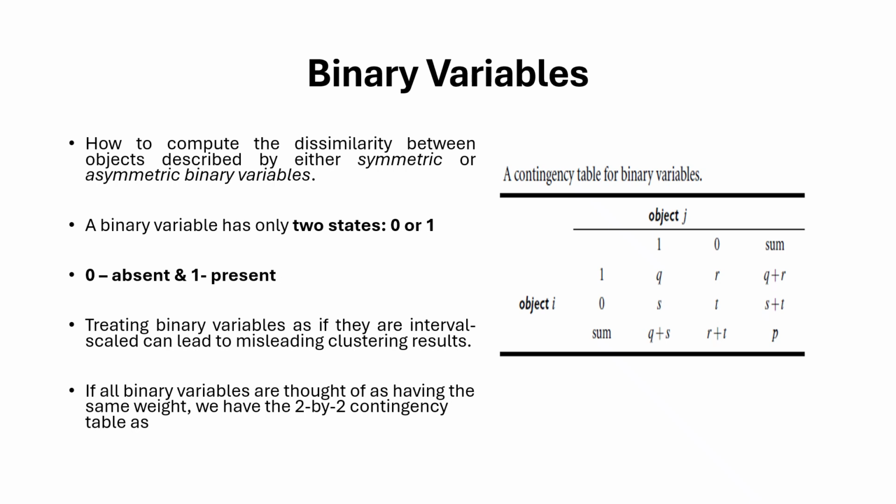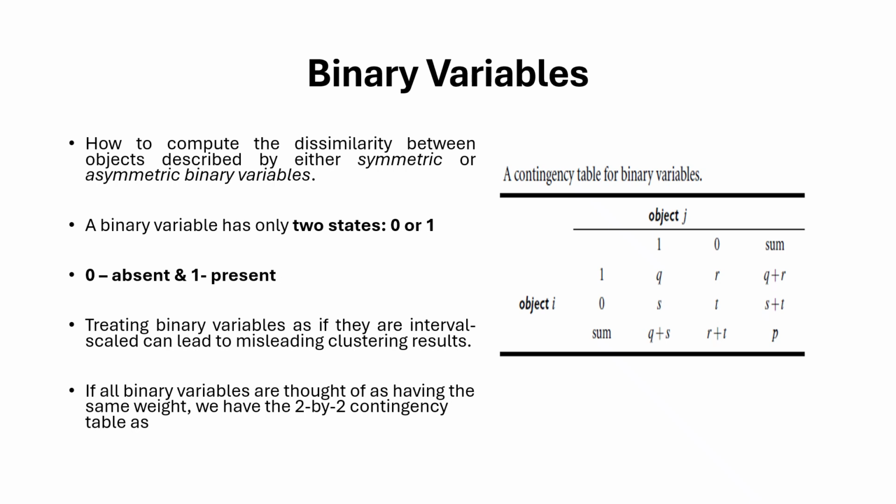Here a 2x2 contingency table is followed to compute the dissimilarity between the objects. So this is the contingency table for binary variables. You could see you have an object i and an object j. In case object i is 1 and object j is 1, the value is q. If object i is 1 and object j is 0, the value is r. If object i is 0 and object j is 1, the value is s. So when you add up these values q and r, the sum would be q plus r.